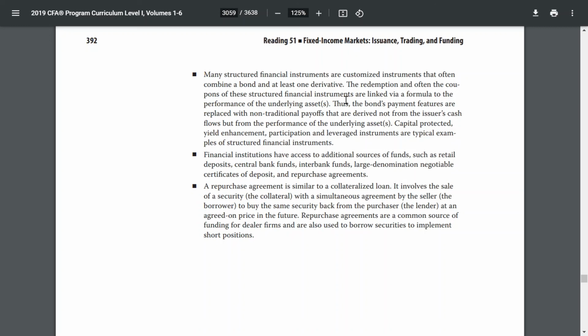Financial institutions have access to additional sources of funds, such as retail deposits, central bank funds, interbank funds, large denomination negotiable certificates of deposit, and repurchase agreements. A repurchase agreement is similar to a collateralized loan. It involves the sale of a security or collateral with a simultaneous agreement by the seller, the borrower, to buy the same security back from the purchaser, the lender, at an agreed on price in the future. Repurchase agreements are a common source of funding for dealers and firms, and are also used to borrow securities to implement short positions.